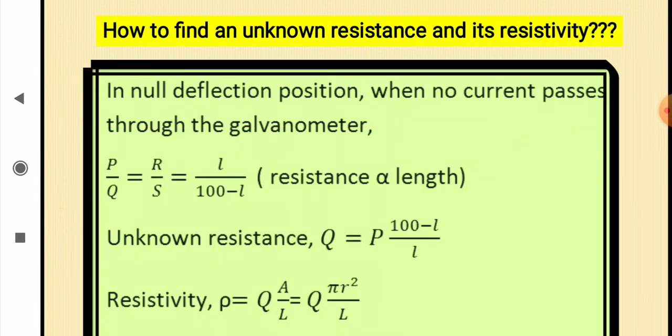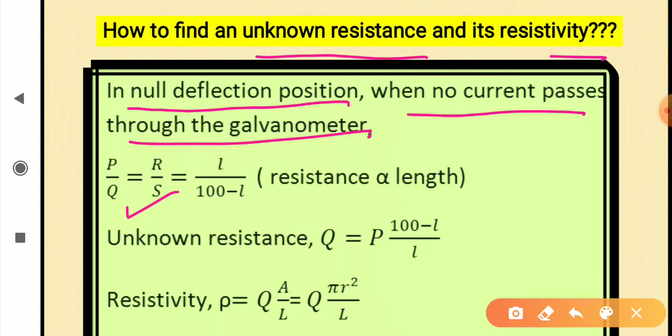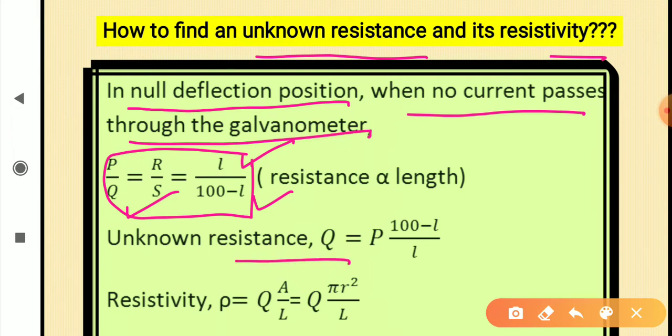So to find unknown resistance and resistivity, see, in null deflection position, when no current passes through the galvanometer, you get P upon Q is equal to R upon S, the condition for balanced Wheatstone bridge. Now resistance is proportional to the length of the wire, so R is proportional to L, S is proportional to 100 minus L. In this way we get this relation. So unknown resistance Q is equal to P into 100 minus L upon L, just rearranging the equation.